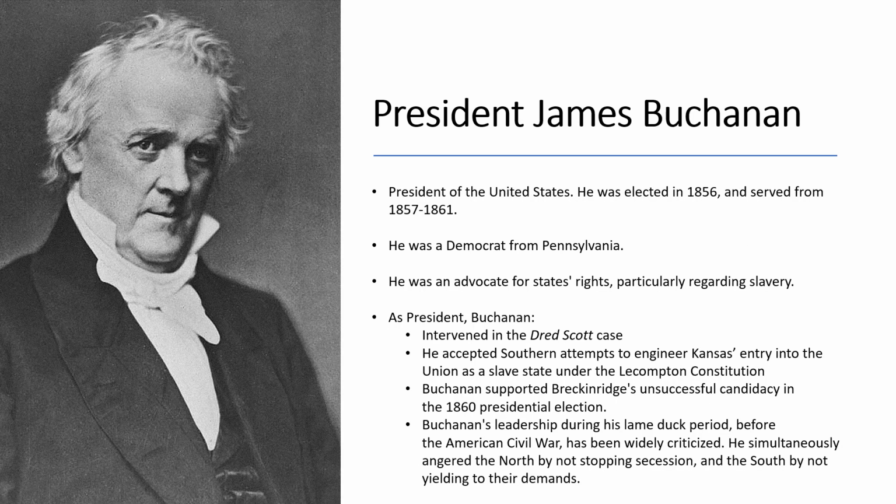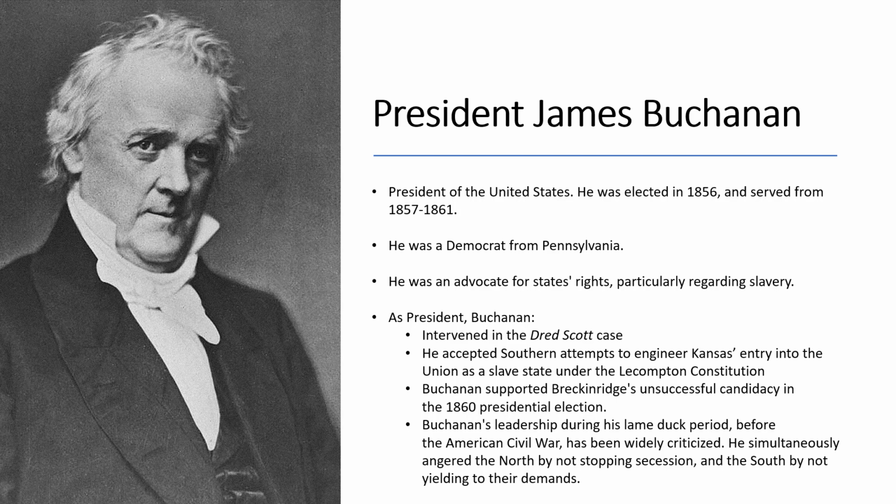On to a president I have named a couple of times already, James Buchanan. He was elected in 1856 and served from 57 until 61. He's a Democrat from Pennsylvania. Pennsylvania is a northern state, but he is an advocate for states' rights, in particular regarding slavery. So again, this notion that not all Northerners are abolitionists.